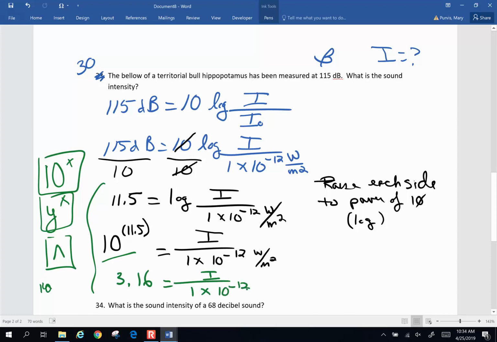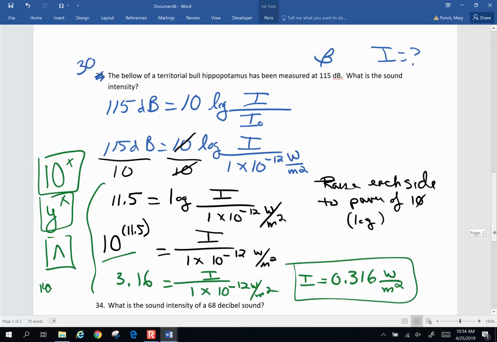At this point, it's just algebra. So now I'm going to multiply both sides by 1 times 10 to the negative 12th, and I get an intensity of 0.316. The units do come with this number, so this is watts per meter squared, and that is going to be the intensity. I'm just going to double check, make sure I didn't do anything silly. Woohoo! That's the same answer I got when I did the problem before, so life is good.